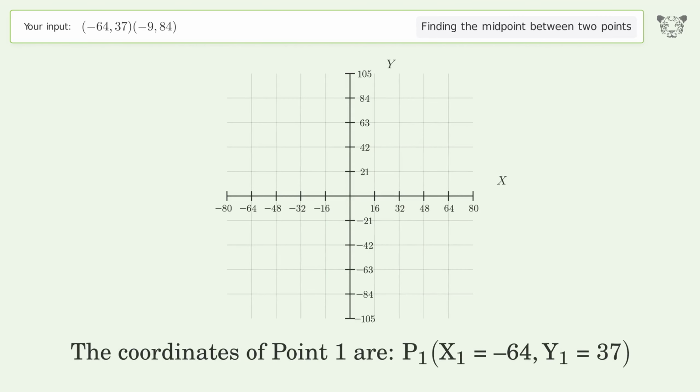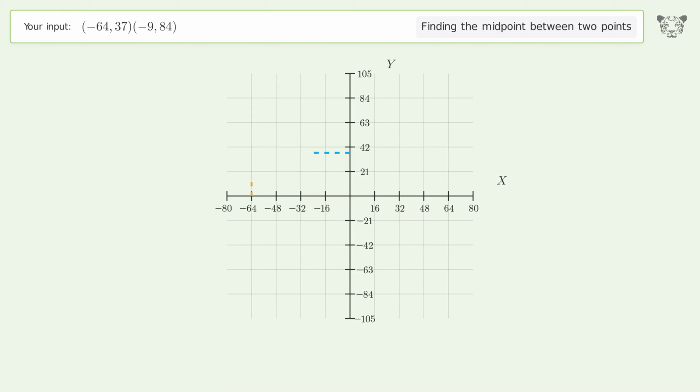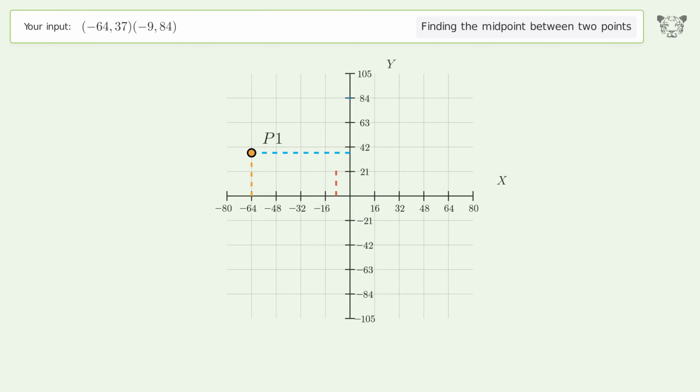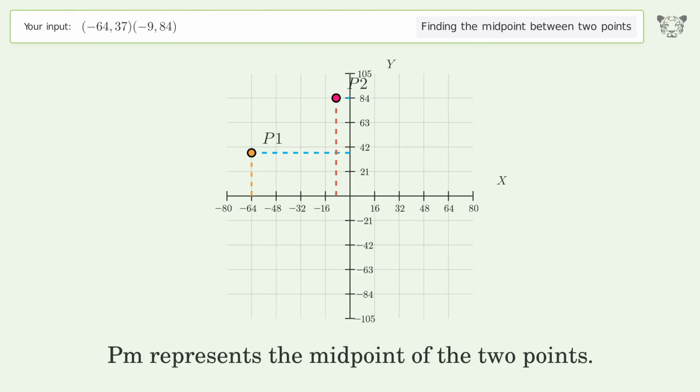The coordinates of point 1 are, x1 equals negative 64, y1 equals 37. The coordinates of point 2 are, x2 equals negative 9, y2 equals 84. PM represents the midpoint of the 2 points.